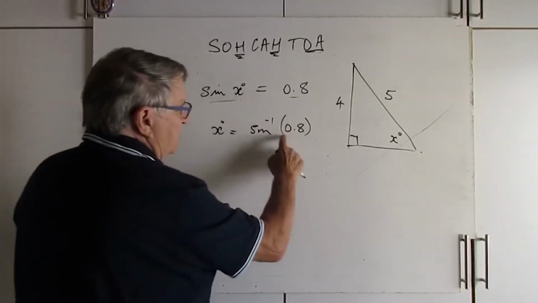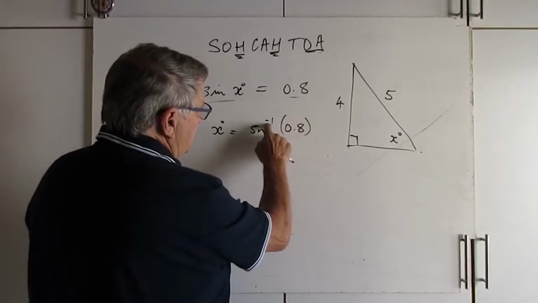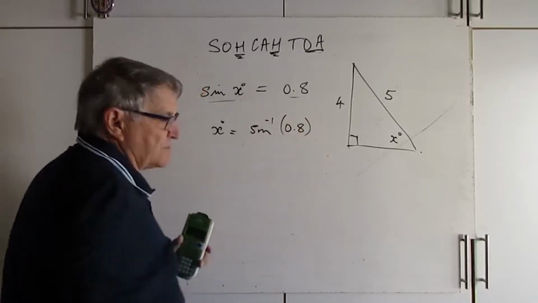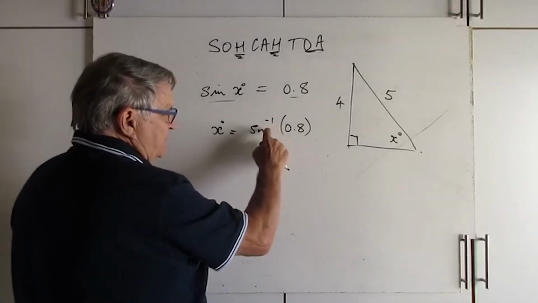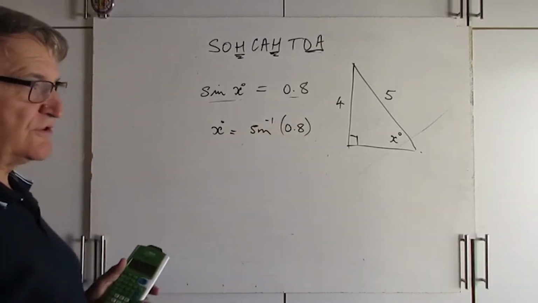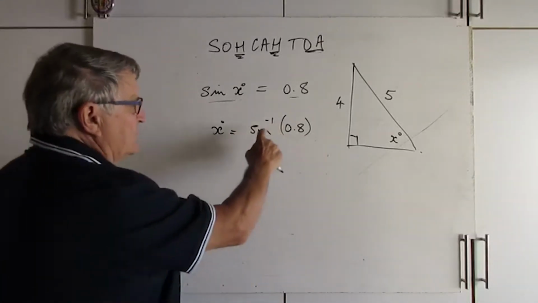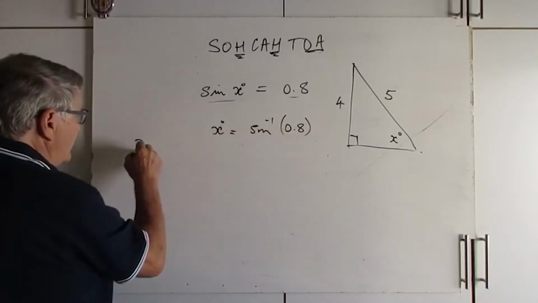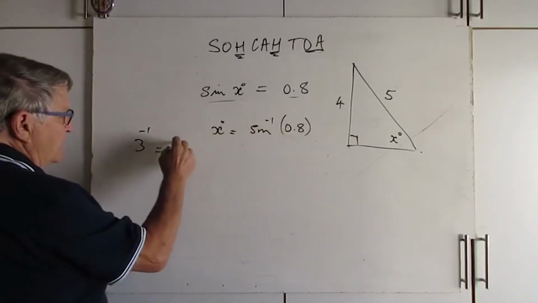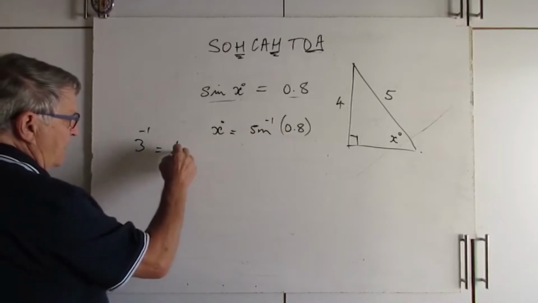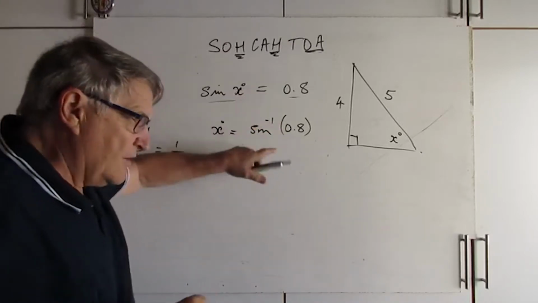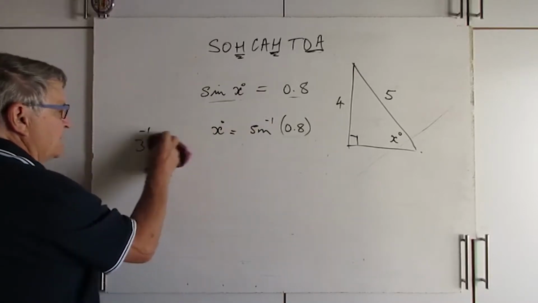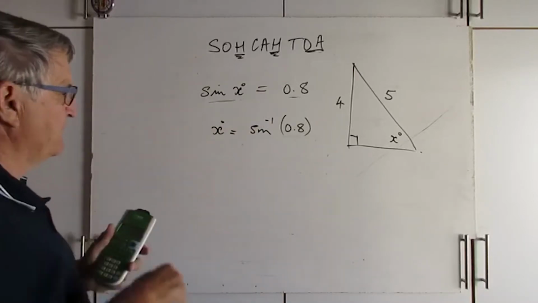In this case I put the 0.8 in brackets because we don't like having two numbers side by side. This is a representation of the inverse of a sine function. It's not a true index, as in 3 to the power negative 1 would be 1 over 3 to the power 1, or 1/3. Whereas this doesn't mean 1 over sine theta, it means the inverse of sine theta.